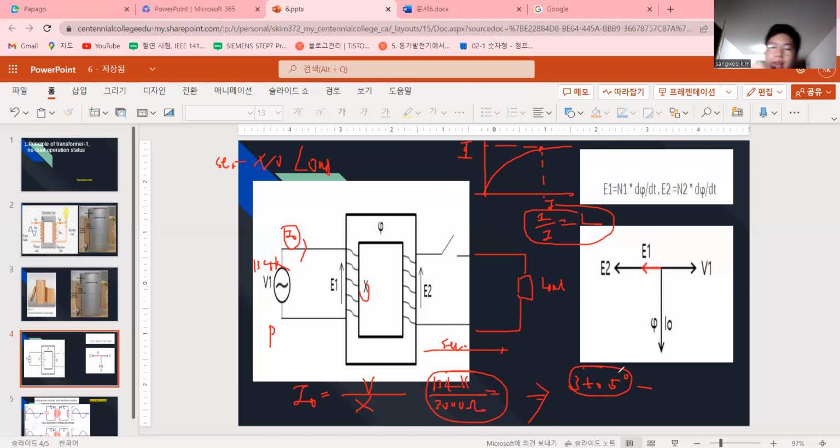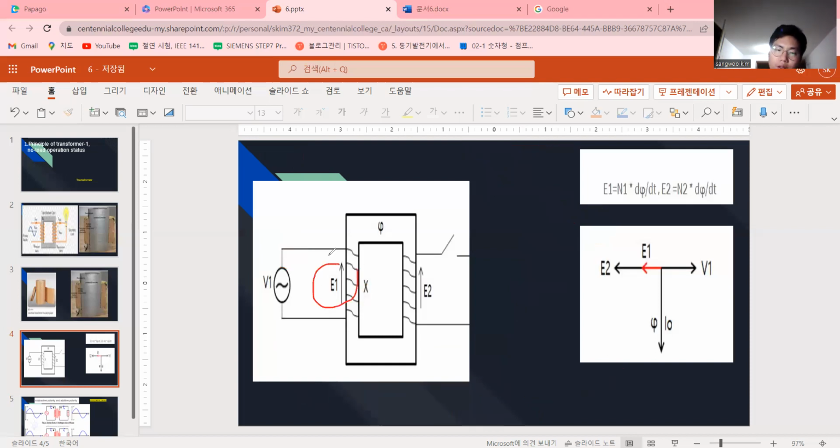Oh, and yes, I did explain this. Look at that, here E1 and E2, and here I0 is coming, right? This is X, and X means a coil, right? So the current is going to be lagging, I will say by 90 degrees, right? The standard is V1 is 0 here, so I0, the exciting current, is here.